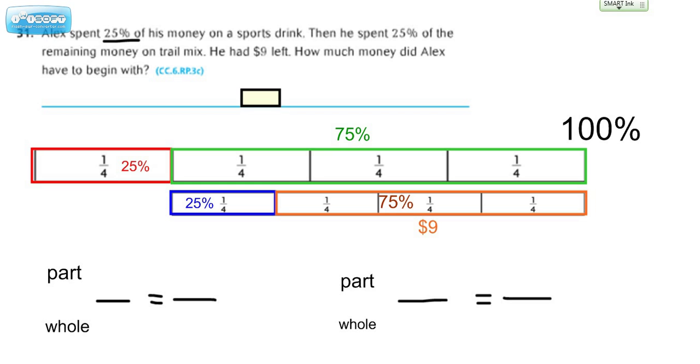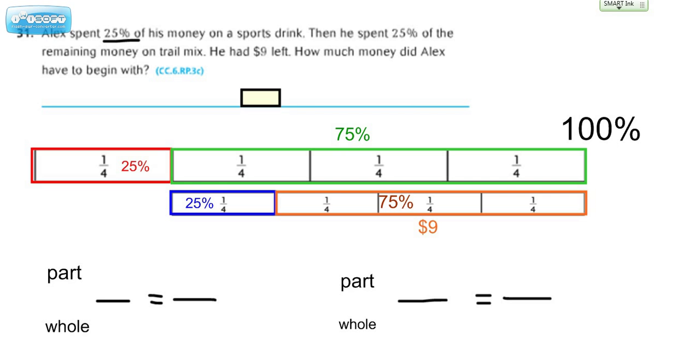We're looking at question number 31 from Go Math, page 216, which is very complex. It reads, Alex spent 25% of his money on a sports drink, then he spent 25% of the remaining money on trail mix. He had $9 left. How much money did Alex have to begin with?